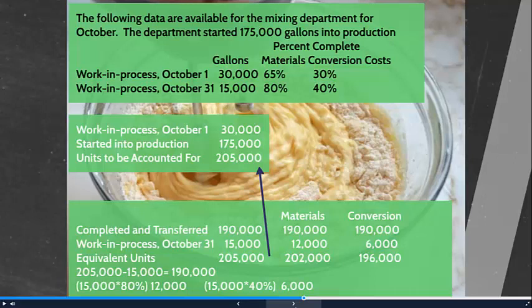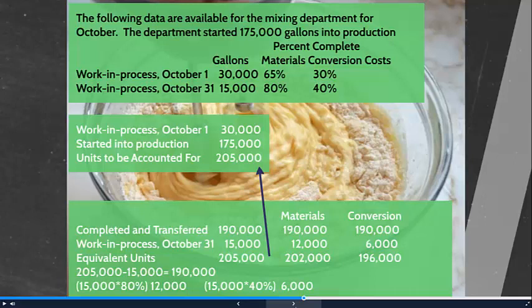We're going to take that whole number for completed and transferred units, since these are whole units. It's the ending inventory that we're going to take the ending inventory amount and multiply it by the percent complete. So for materials, our ending inventory is 80% complete. So we're going to take that 15,000 units in ending inventory and multiply it by 80%. That's how we get that 12,000.